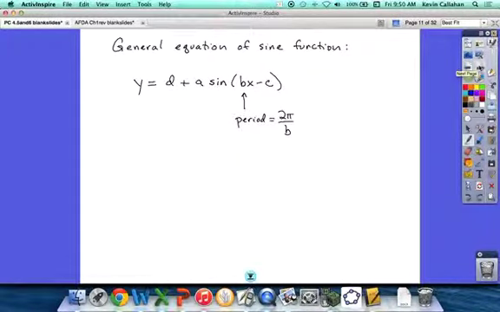Right? That B affects the period. Now, actually, there's just a teeny bit of a formula that you've got to use to calculate the period. The period is 2 pi divided by whatever that constant is. So when you just have sine x, the B is 1. So the period is 2 pi. When you have sine 2x, the B is 2. 2 pi over 2 is pi. So as the numbers get bigger, the graph goes up and down faster.